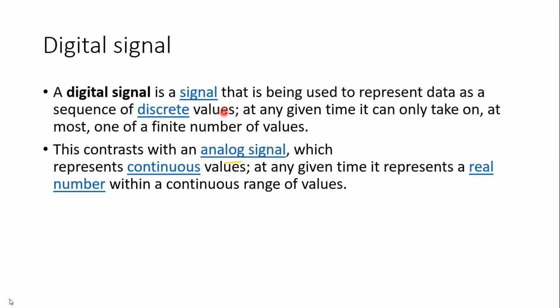That means the value will be only two values, 0 or 1. At any given time, it can only take one. That means at a specific time, it will be only either 0 or 1. At most, one of the finite number of values. This contrasts with an analog signal. Contrast means opposite, which represents continuous values, but digital signals represent the discrete values. Okay, at any given time, an analog signal represents a real number within a continuous range of values.